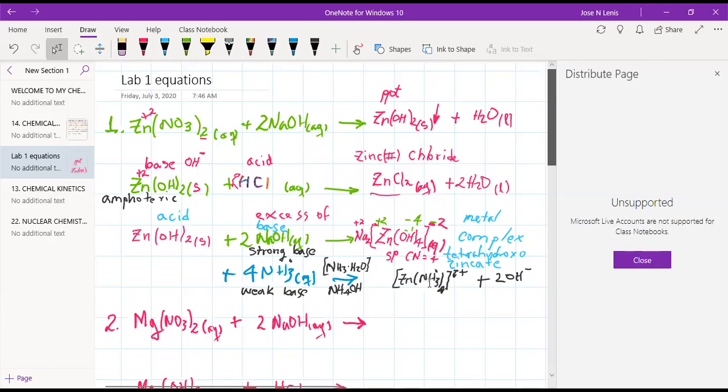Again, this is not a redox reaction. This is just displacement of ligand. This is a ligand, hydroxide. When you go and read about metal complexes, you will learn about ligands.